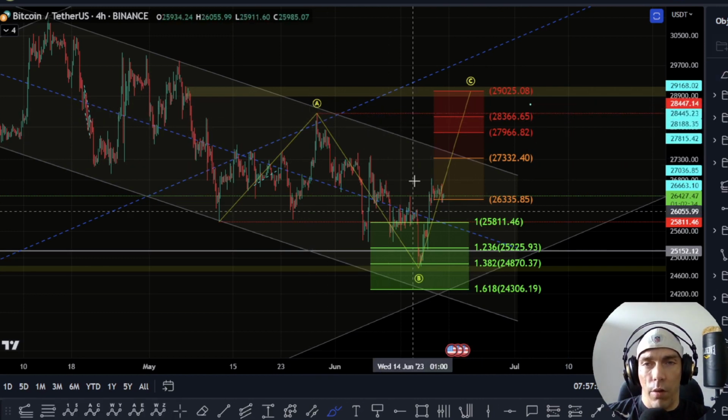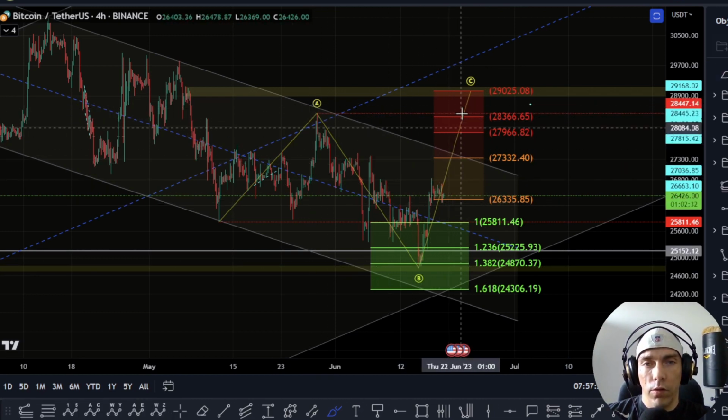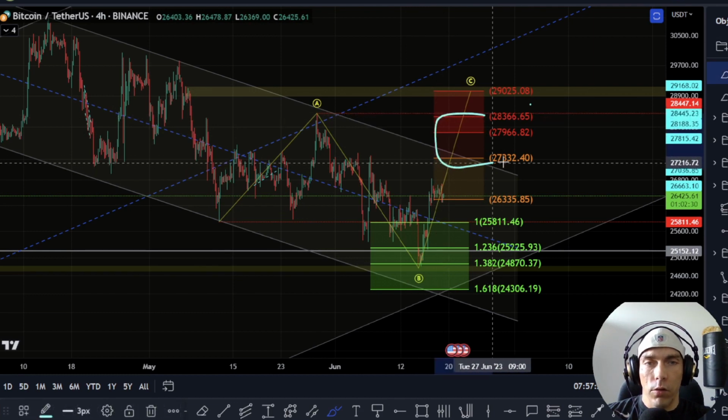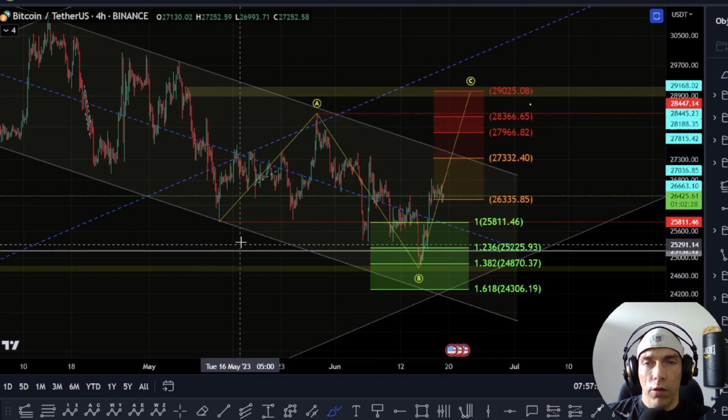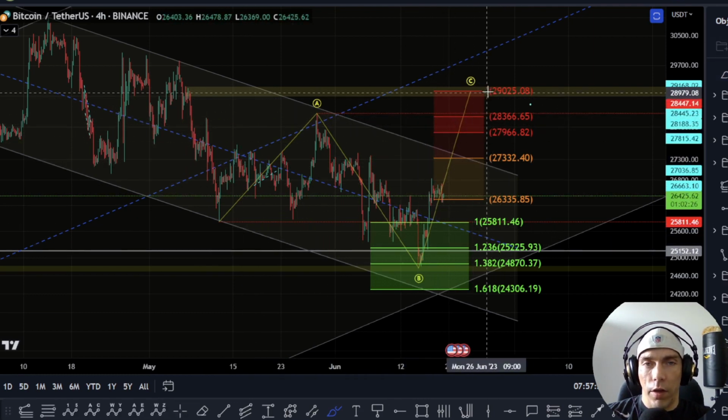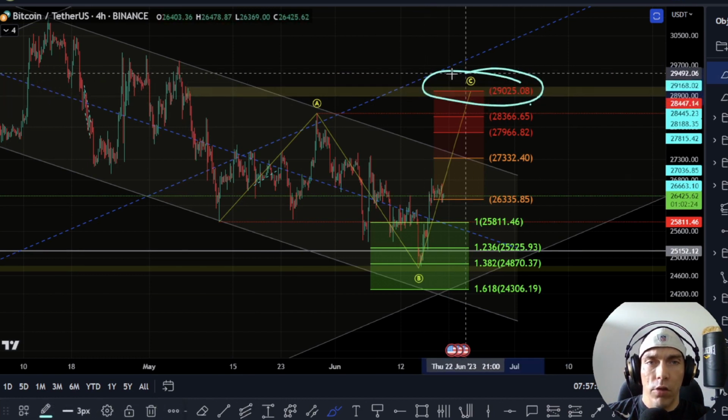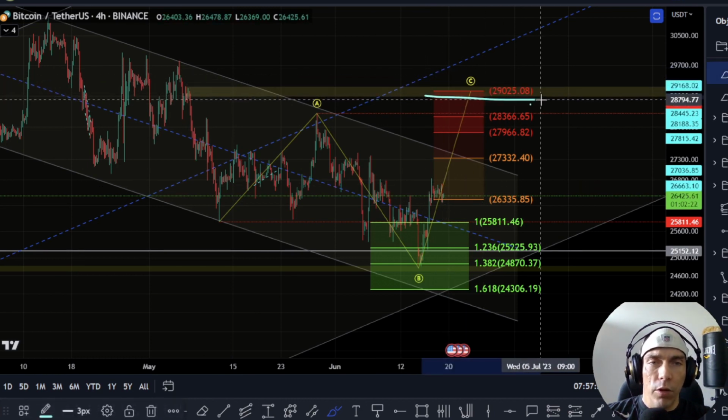Alternatively, within this instance, we do actually have this area here of this 28,366 and this 27,966, which is still below this A wave high. So I would still be cautious if we do see price push up here and actually look to interact with these levels. This could actually still become a running flat and fail to take the high, though the expanding flat variation is more common, in which case we'd be looking for this target of this 29,025.